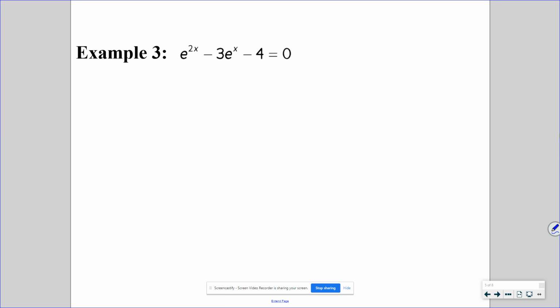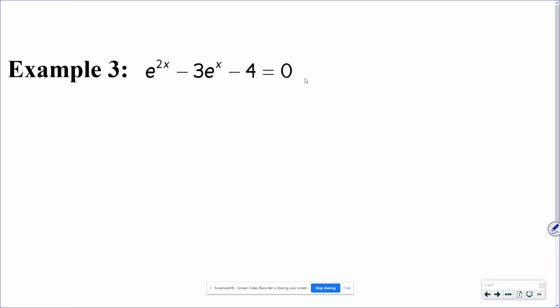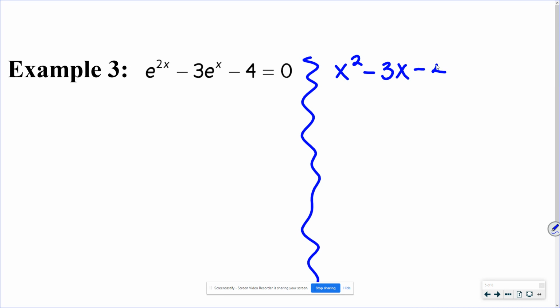All right, example 3 is very confusing at first glance. It might look like something that maybe is familiar to you. So I'm actually going to have you think of this as a polynomial. Do you see how this has e to the 2x and this is e to the x? Essentially what I'm trying to say here is this problem can be treated the same way as a quadratic equation. So if you know how to solve this thing over here on the right, then you'll use that same procedure to solve this equation.